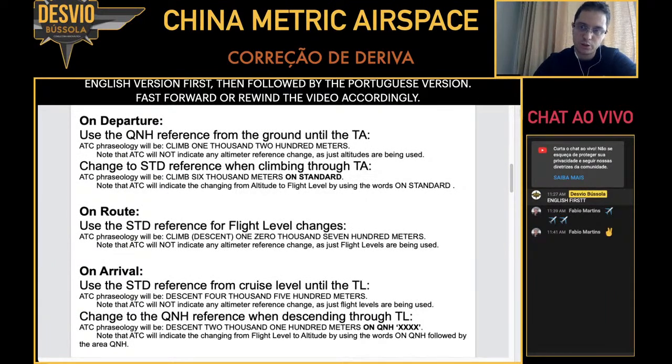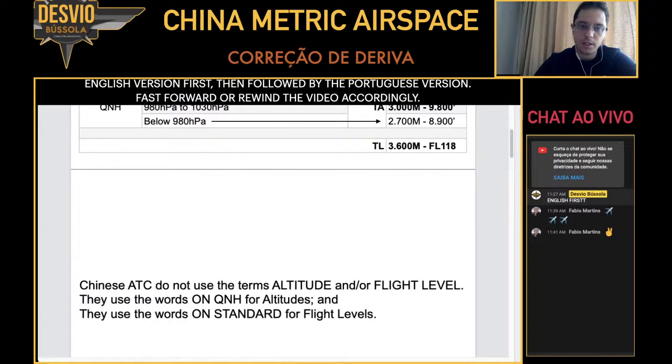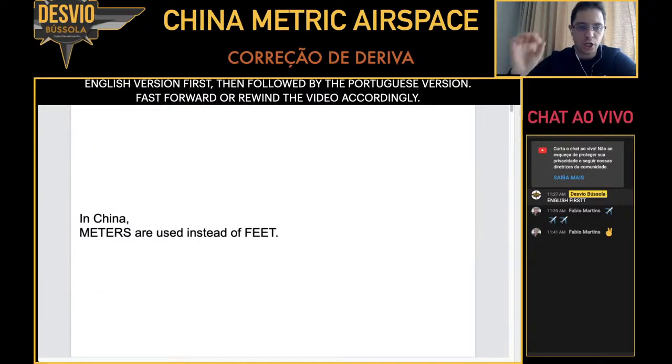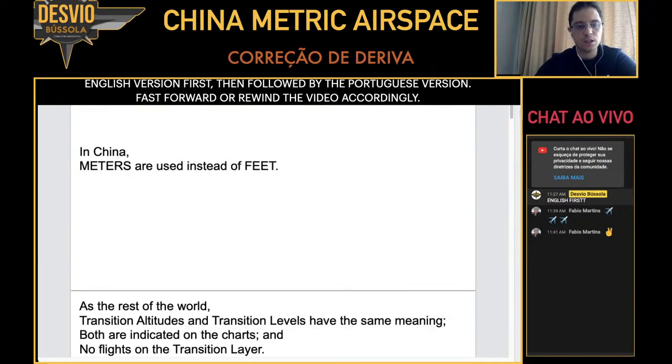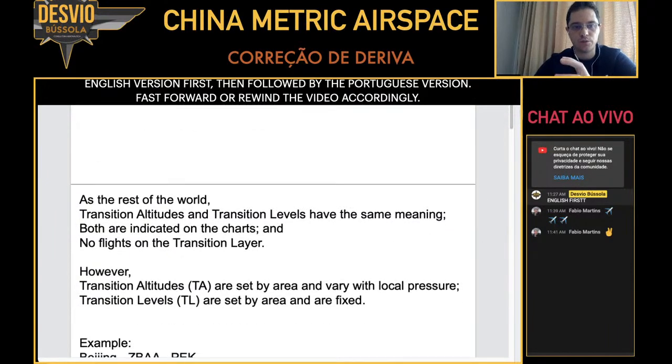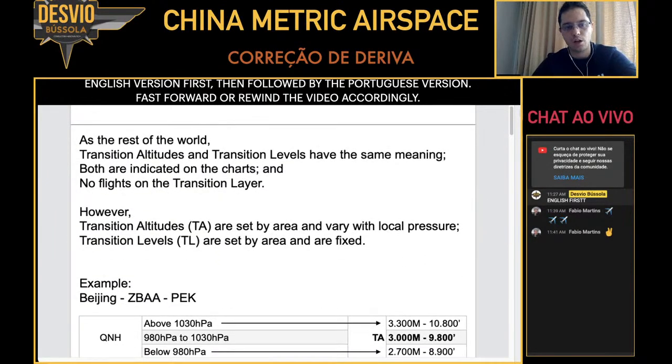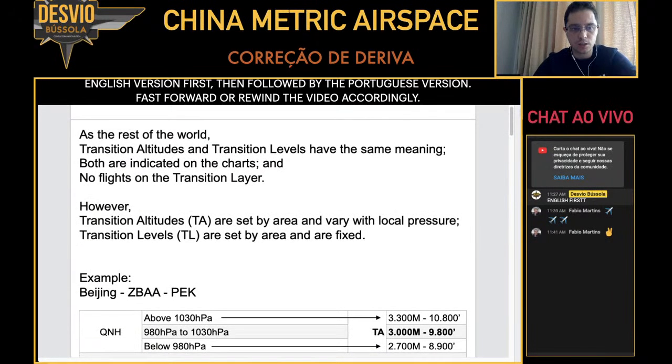So just to summarize quickly in 2 minutes, China uses meters instead of feet. Take a conversion table, so when the ATC tells you the altitude in meters, you look up what the altitude in feet is and you set it on your altitude window. Okay, they have the same definition for transition altitude and transition level, as well as transition layer. They are all indicated on the charts.